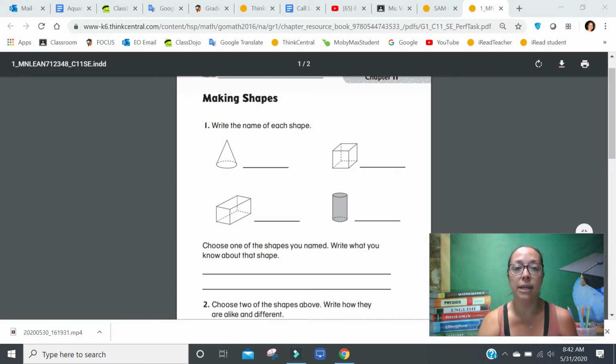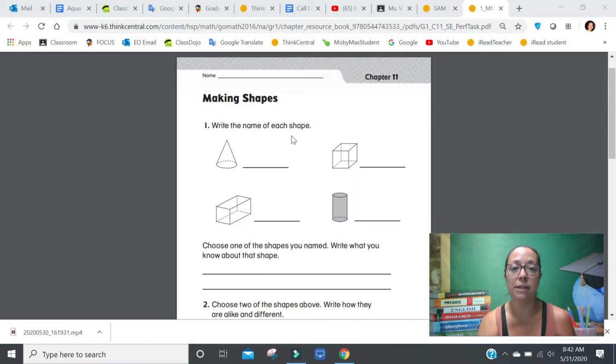We're going to go ahead here on the top and it says making shapes, haciendo formas. And then it says number 1, write the name of each shape. Tienes que poner el nombre de cada forma. So we have this one. Write the name there. Este, pon el nombre ahí. Este, this is a long one. Pon el nombre ahí. And this one, put the name there.